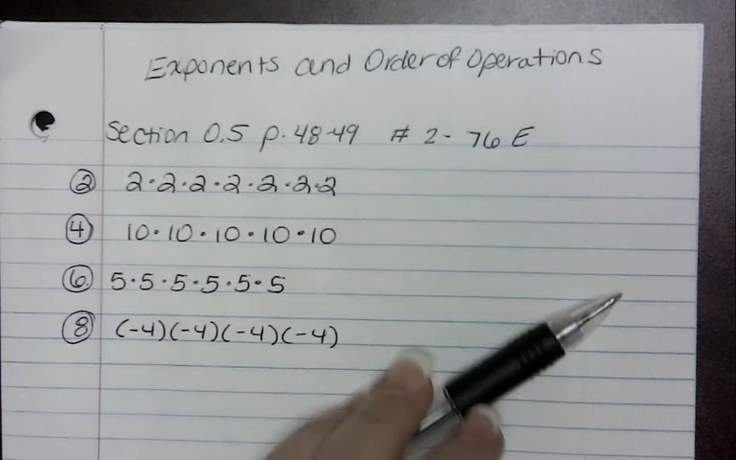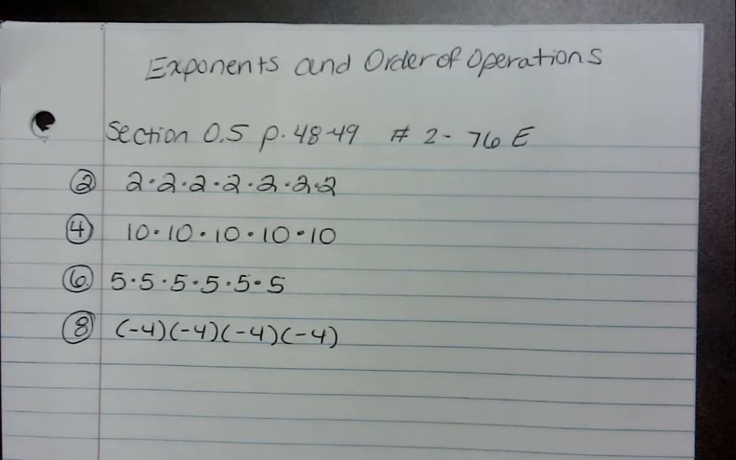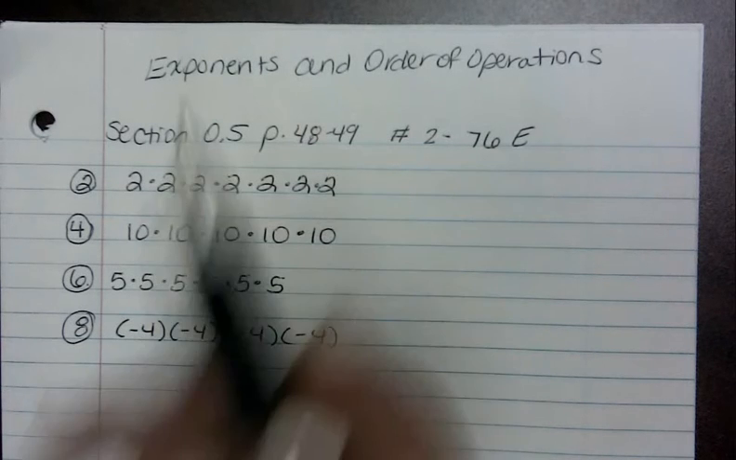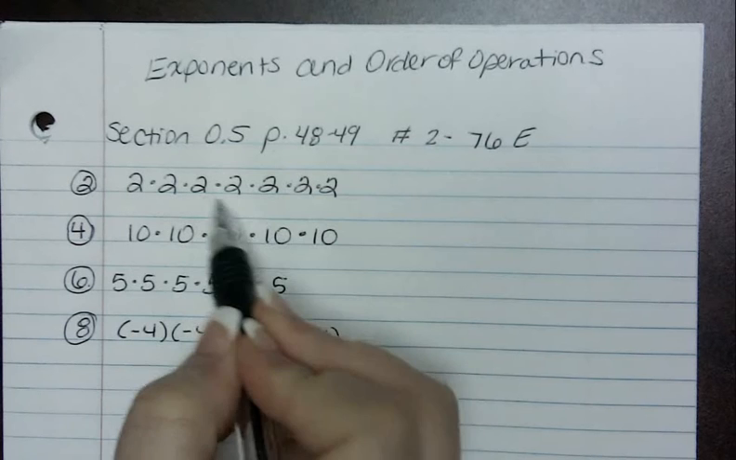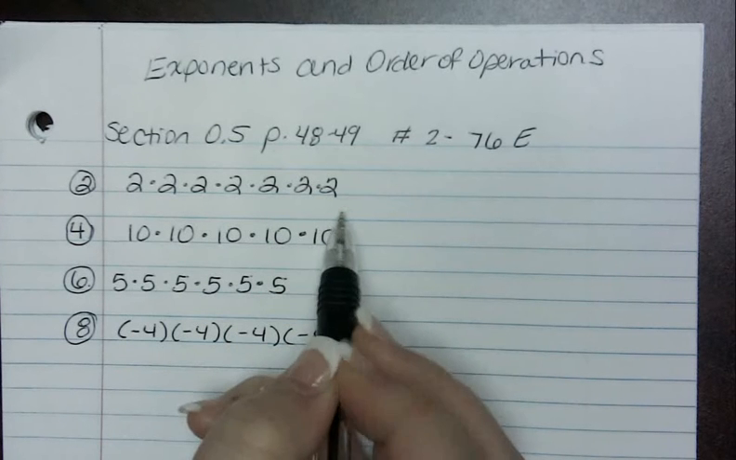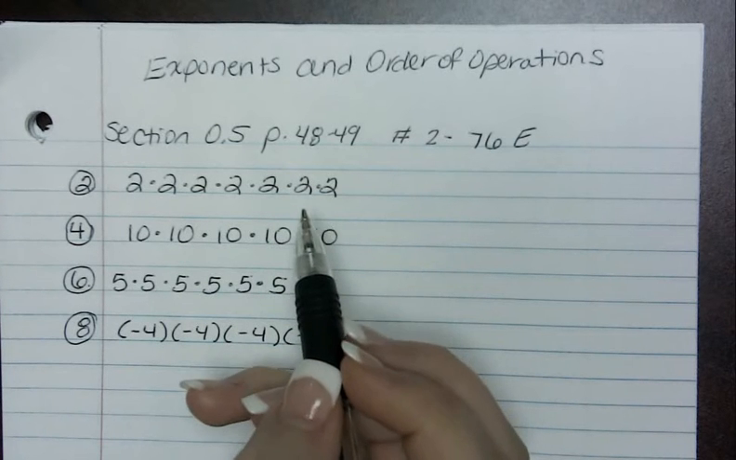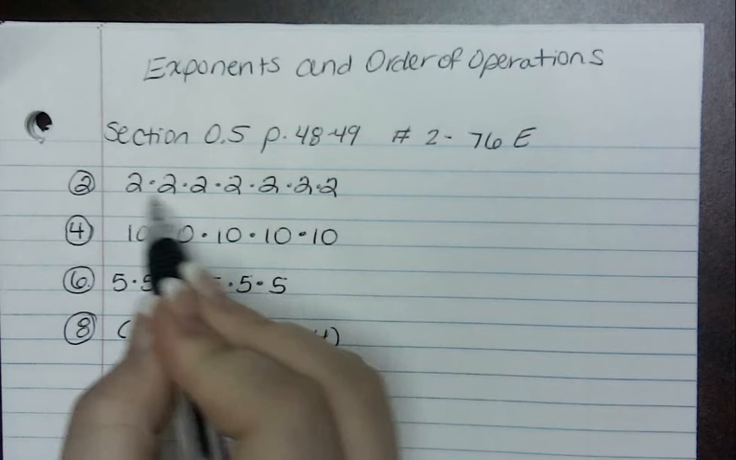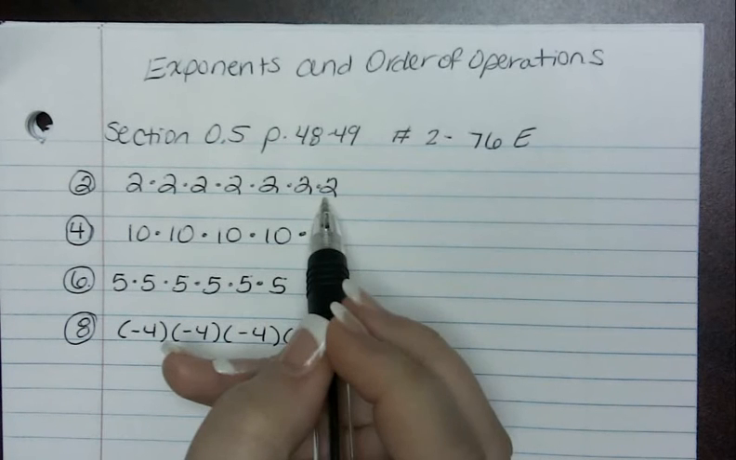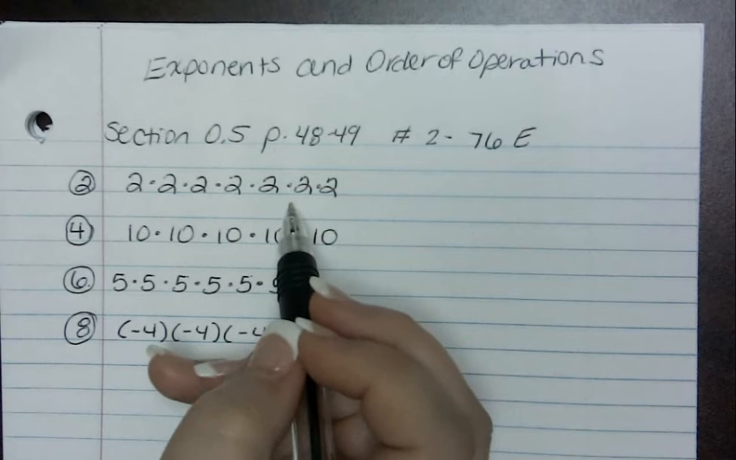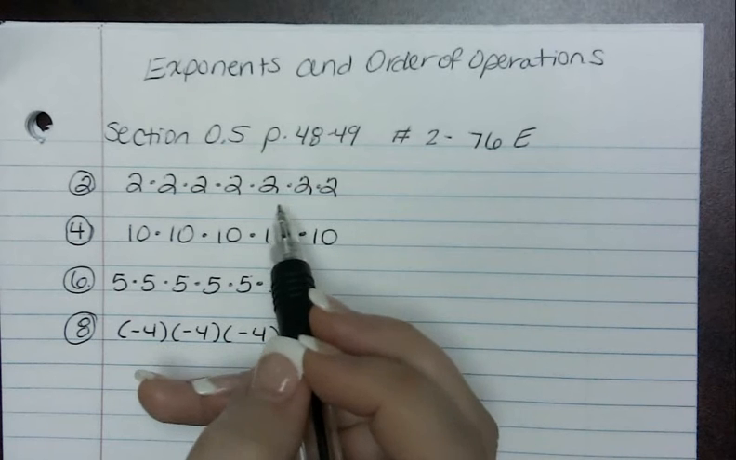The directions here tell us to use exponential notation to write each expression. Well, this right here is what we call expanded form. We've written out what looks to be 7 2's all next to each other, and they're all being multiplied. But there's a shorter way we can write this using exponents.